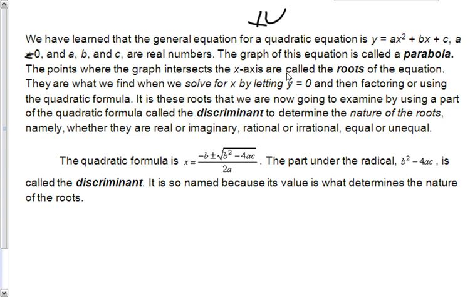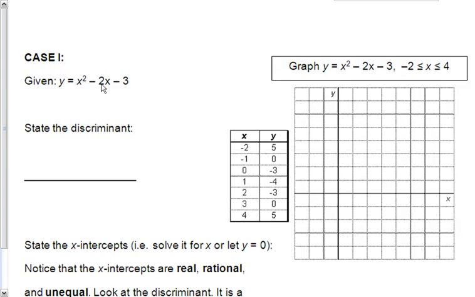The discriminant is the part under the radical. It's b squared minus 4ac. So let's take a look at the 4 cases and what can happen. The first case is something like x squared minus 2x minus 3. The discriminant is b squared minus 4ac, so it's negative 2 squared minus 4 times 1 times negative 3. Remember, a is the number there, that's b, and that's c. That's 4 plus 12, which is 16.